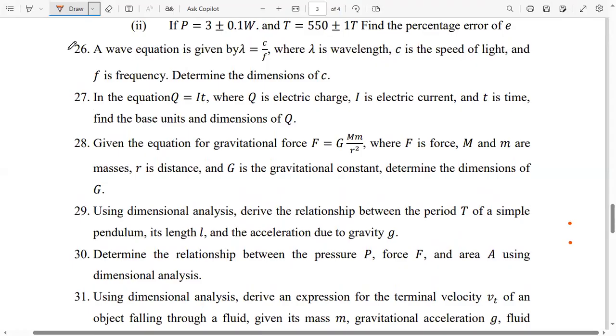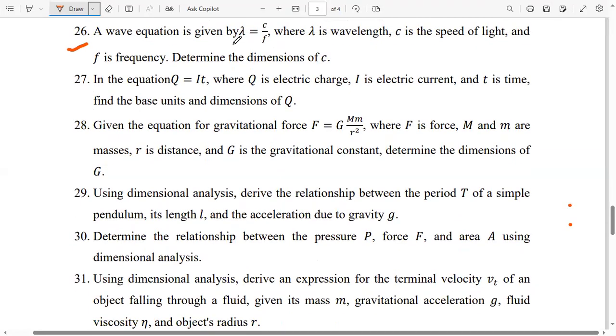Number 26, they're saying a wave equation is given by lambda equals C over F, where this symbol is called lambda, and lambda is the wavelength, C is the speed of light, and F is the frequency. The question says determine the dimension of C. For you to determine the dimension of C, you have to know the dimension of the other quantities that we have there.